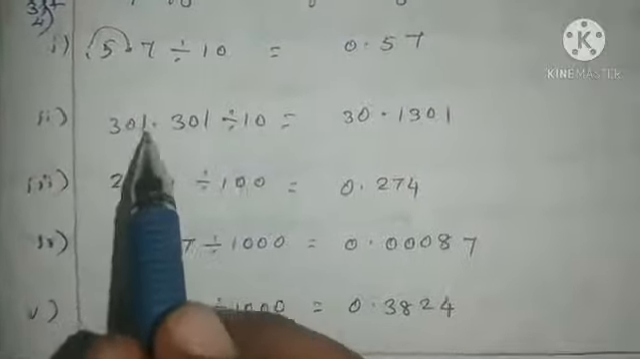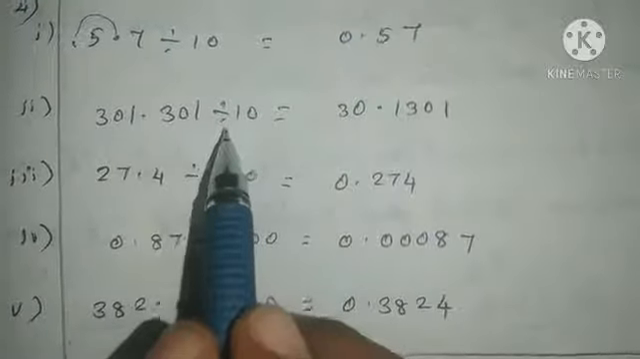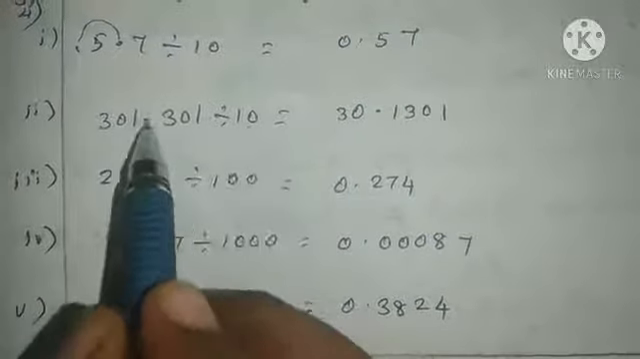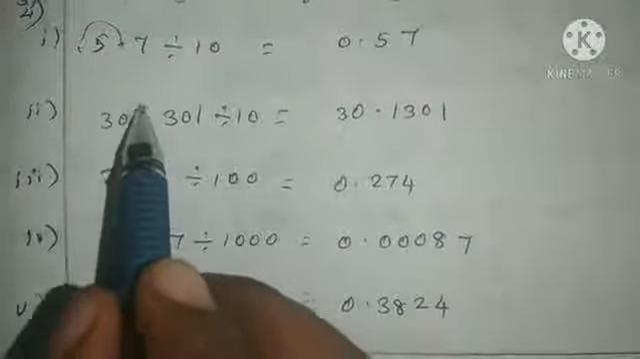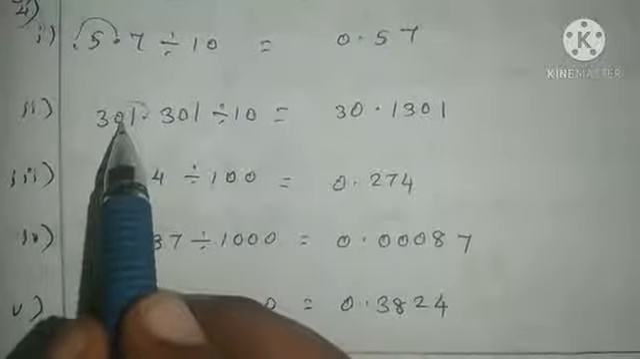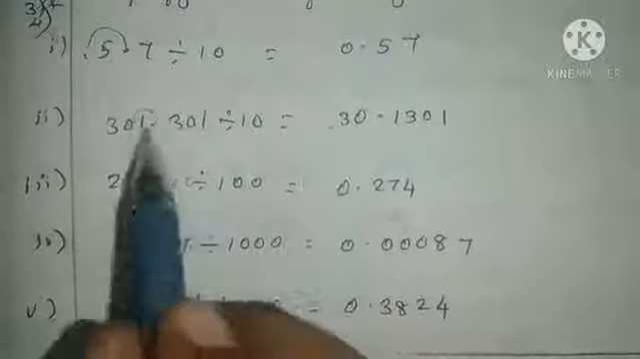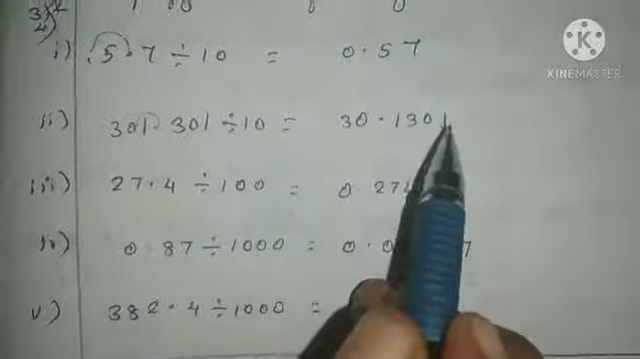That is 301.301 divided by 10. Here also we are having 1 zero. So you have to move 1 decimal place towards your left. And the decimal point will be placed in 30.1301.